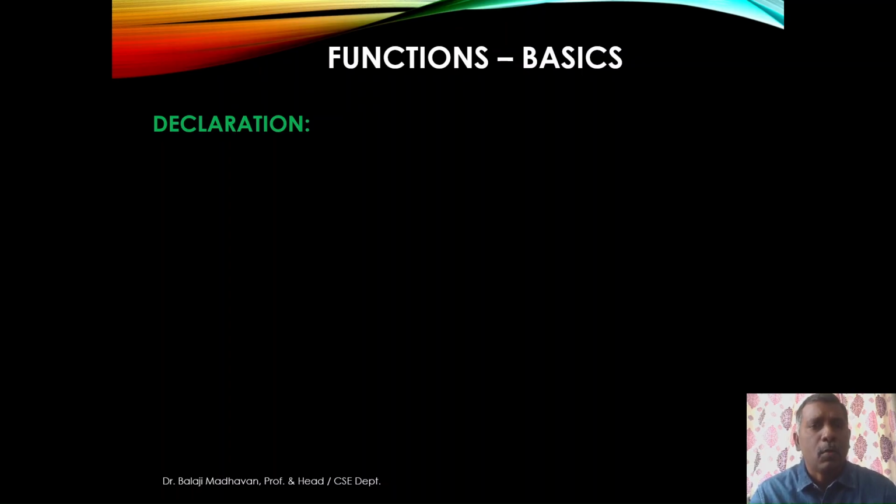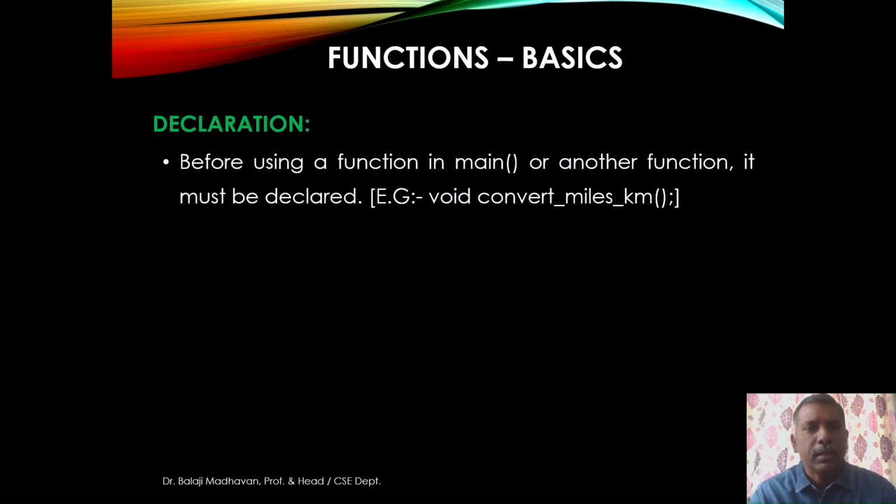And how is a function declared? Before using a function in main or any other function, it must be declared. How to declare a function? Here is the example. The return type of the function is void, then the name of the function, and then the parenthesis, where any parameters to be passed can be given, with this semicolon. This is the function declaration.